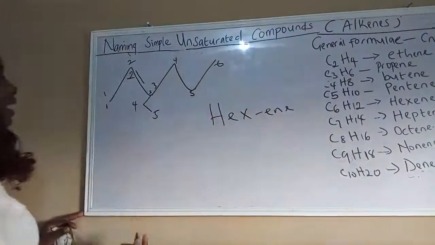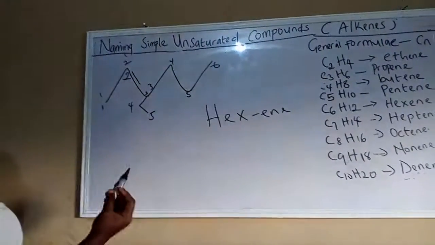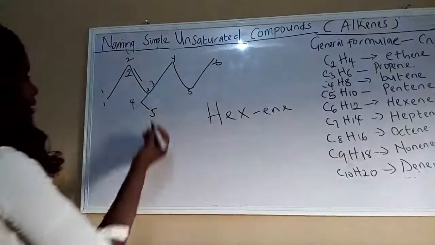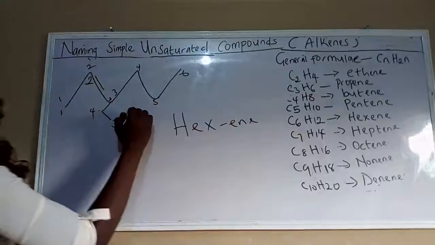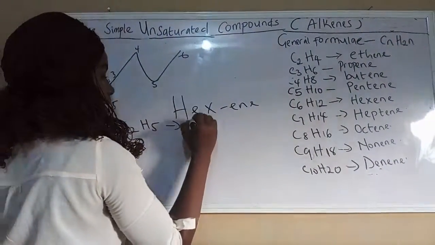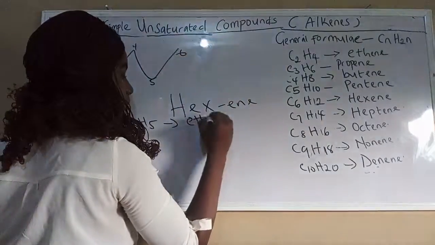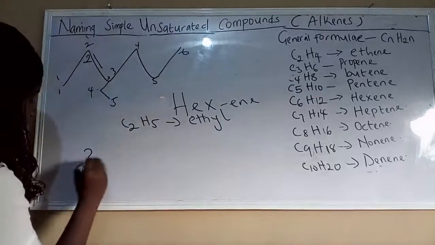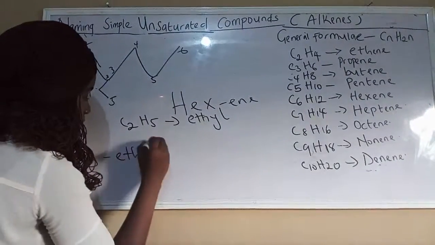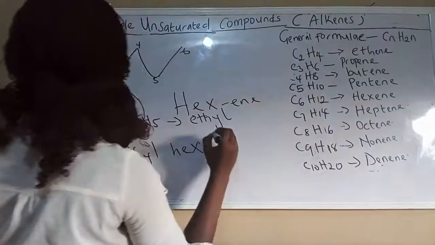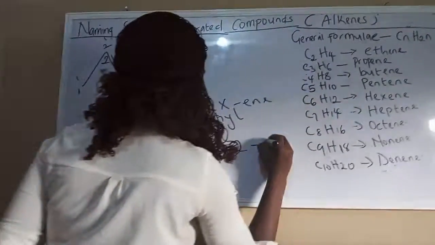Hex. Then that's hexane. Then you pick the nearest to the constituent. That is at 3. And we have 2 carbon. When you have 2 carbon, that's C2H5, is ethyl. So where is the ethyl? At the 3rd carbon. So we have 3 ethyl hex 2.